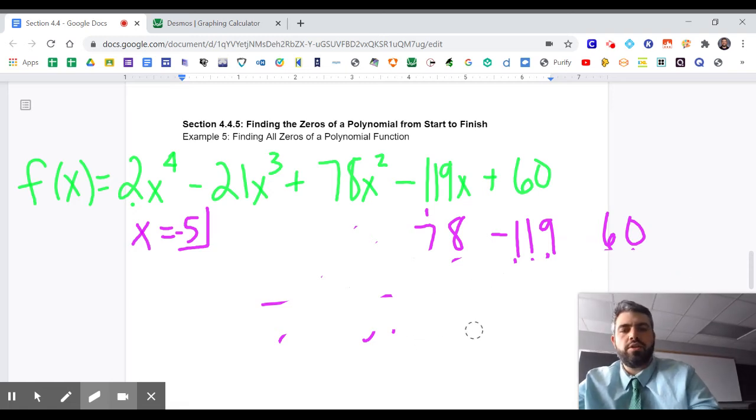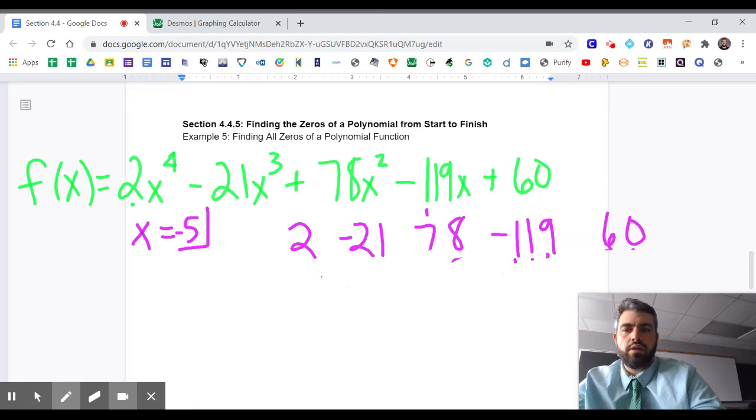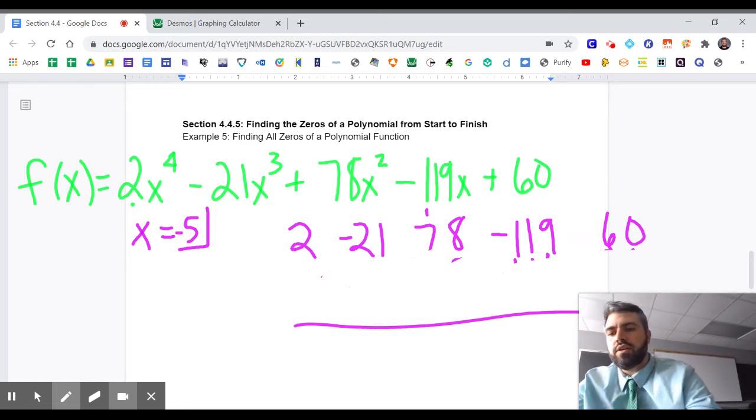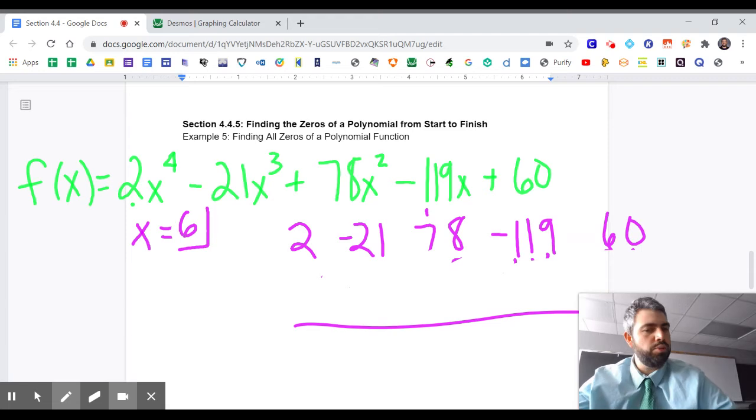All right, so let's try another number then. We could think of some other factors, right? And we'd get 2, negative 21, 78. So let's try a different number instead of 5 or negative 5. Let's try maybe something bigger. 5 was pretty close, so let's try 6. It was pretty close, we had 80 left over.